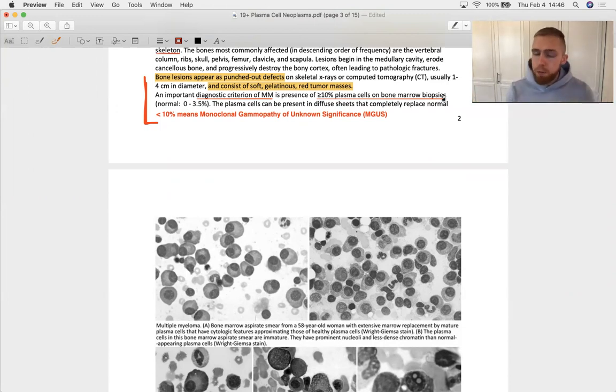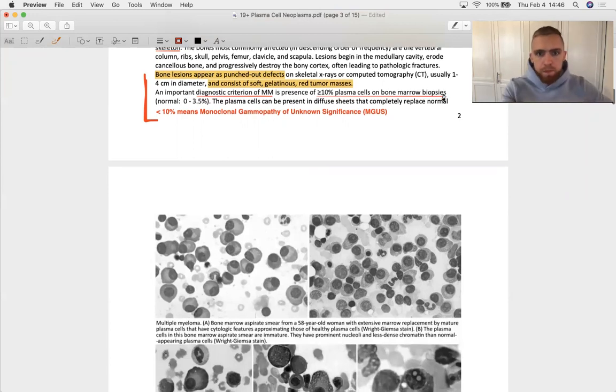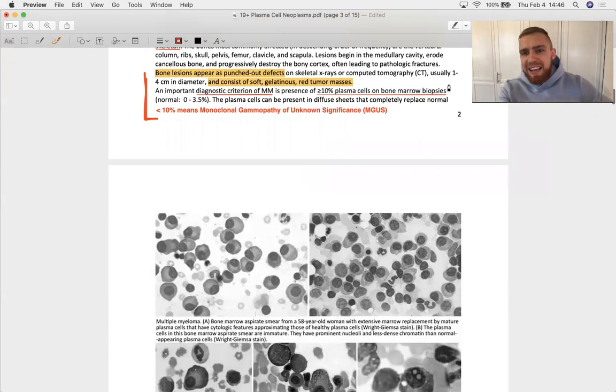So greater than 10%, we're calling it MM, and then you can separate it into smoldering or active based on the presence of those CRAB symptoms: calcemia, renal involvement, anemia, bone pain, bone lesions. And if you have less than 10% of plasma cells on a bone marrow biopsy, but you have the clinical picture, and it's a plasma cell cancer, there's just not enough of it to diagnose multiple myeloma. What we will call that instead is monoclonal gammopathy of unknown significance, or MGUS.